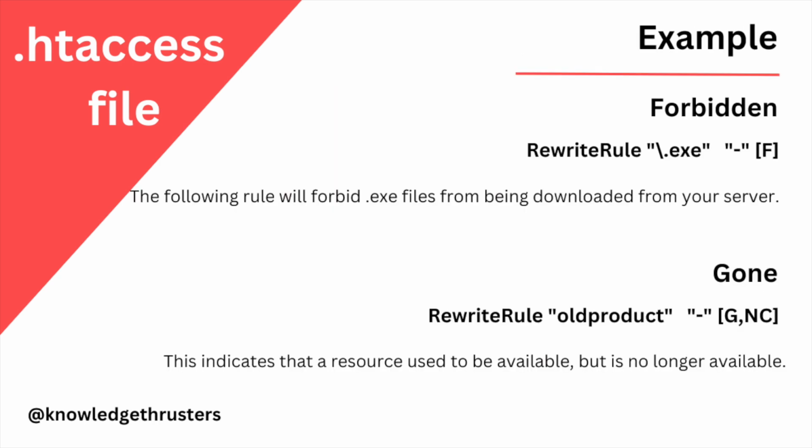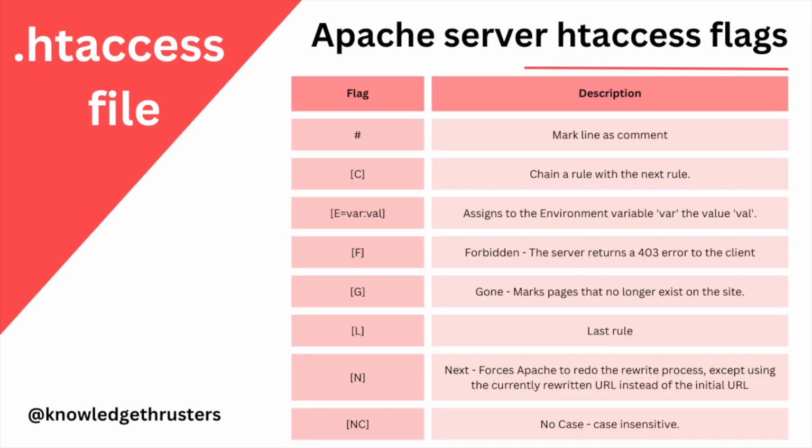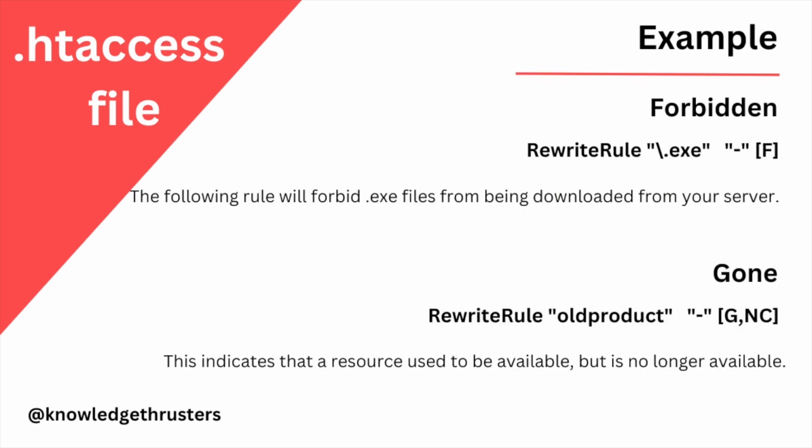So here you can see a rewrite rule. We have written F at the last. This one means that .exe files will not be downloaded from your server. Now next is G, that is gone. If any page is permanently removed from your website, then you can mark it as G. It is like a resource that used to be available but is no longer available. So you can use this G flag there.